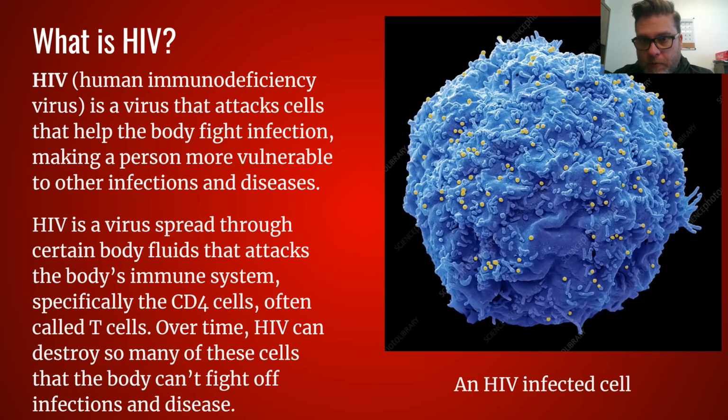That's why most people with HIV don't die of AIDS itself. They typically die of pneumonia or something like that, because their body can't fight it off since they have no more T cells or CD4 cells left. HIV is a virus spread through certain body fluids that attacks the body's immune system, specifically the CD4 cells, often called T cells. Over time, HIV can destroy so many of these cells that the body can't fight off infectious diseases.